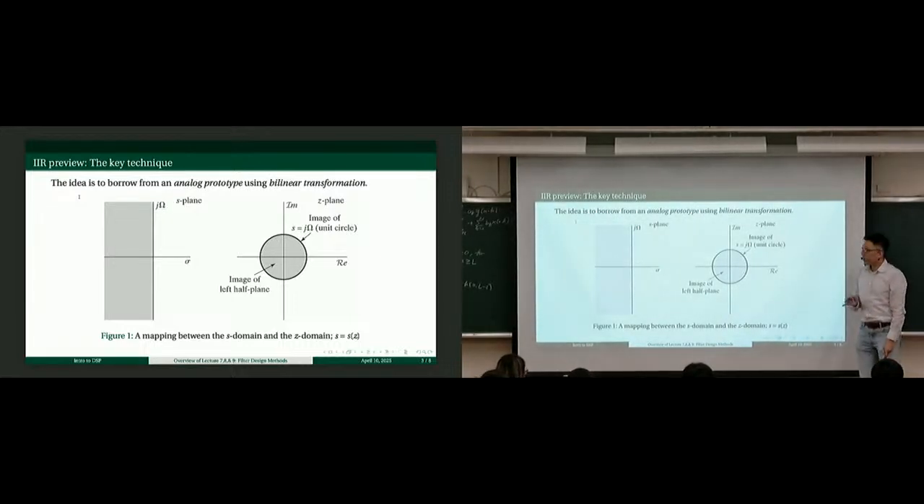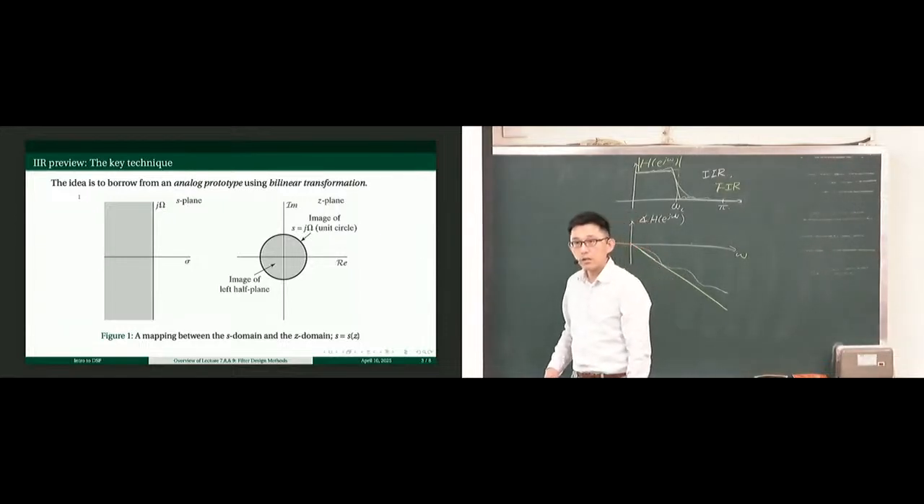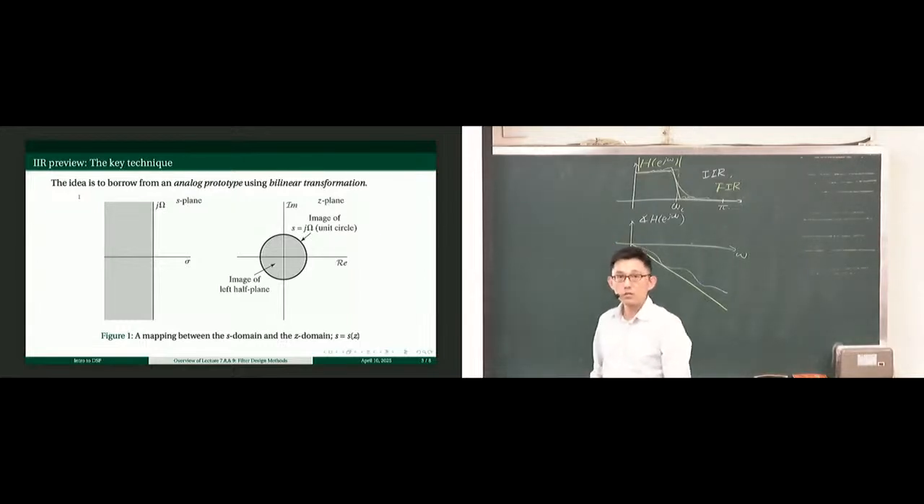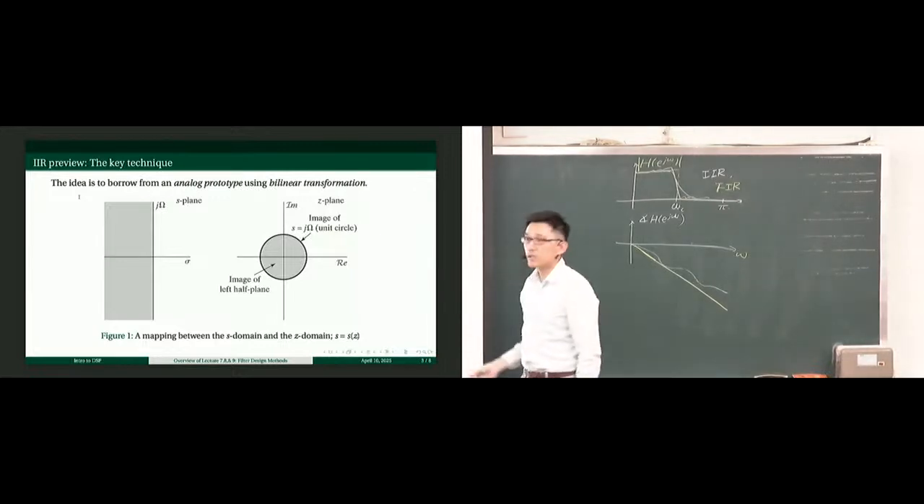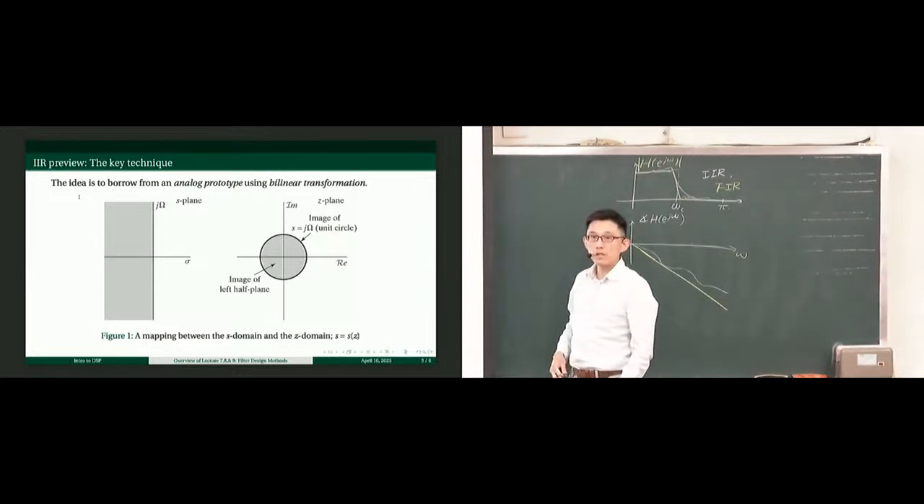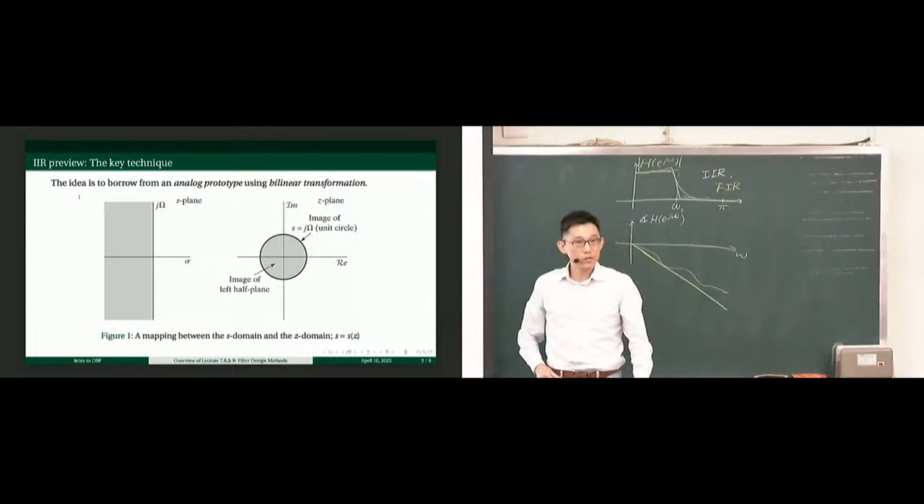So we will start with an analog system, an analog linear system, and you can talk about its transfer function in the Laplace domain. And then we will learn a technique called bilinear transformation. Bilinear transformation is a mapping between the Laplace S domain and the Z domain. Okay, we'll learn that.